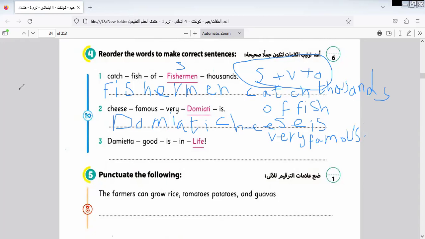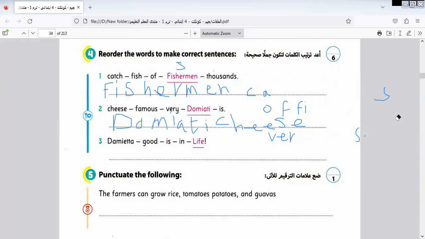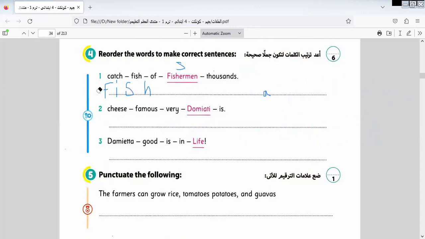I will leave the rest to do as the last one. I leave it to you to do as homework, okay? Here we have the punctuation. I will do it with you.